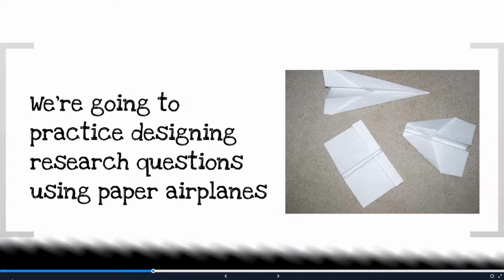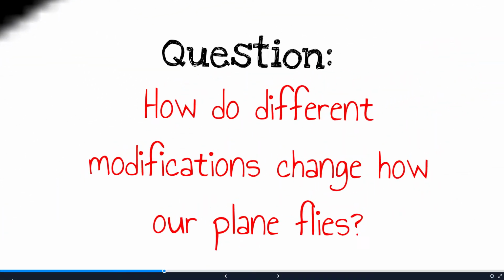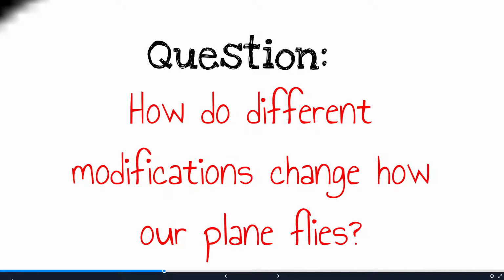We're going to start out with some pre-formed questions for the kiddos to get them thinking about how a vague question can be made more specific. So our vague question is, how do different modifications change how our paper airplane flies? And you can talk with the group. Well, what do we mean?